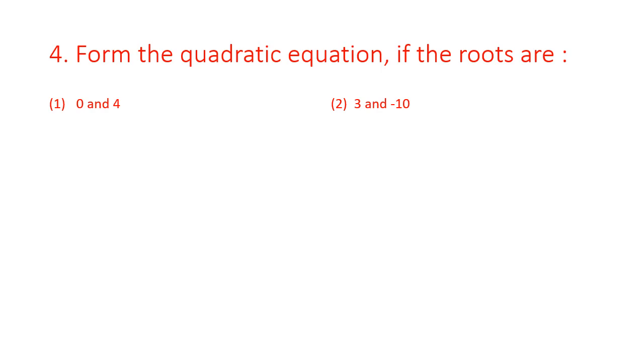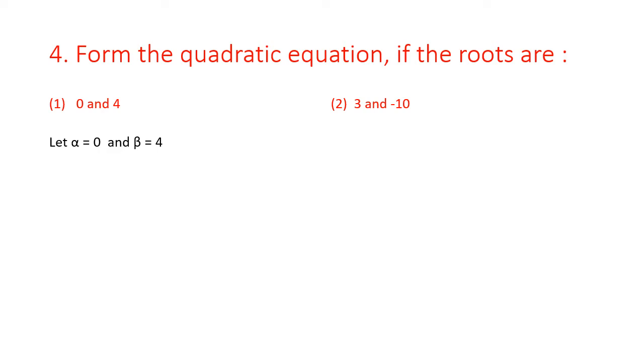We have the first and second sum given in it. Form the quadratic equation if the roots are given. So the roots are given to you, and you have to form the equation. So how do we consider? We consider let alpha be equal to 0 and beta be equal to 4, right?